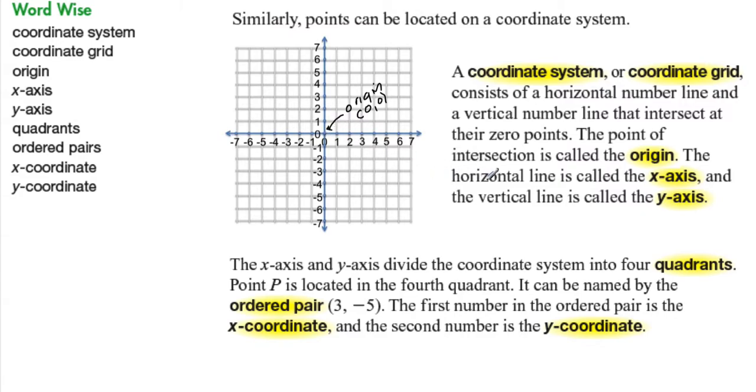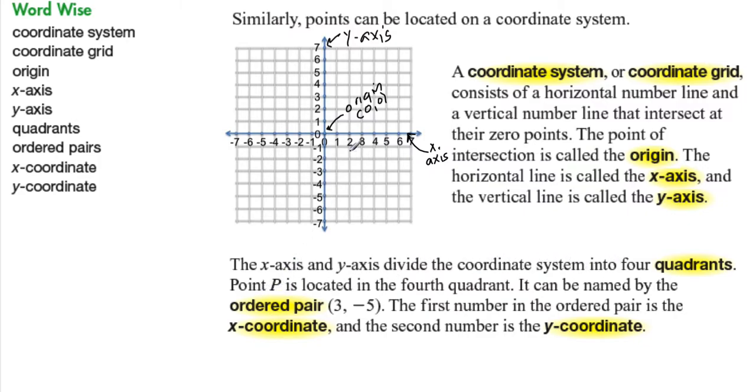The horizontal line is called the x-axis, so this is your x-axis right here. And the vertical line is called the y-axis, so this is your y-axis right there. The x-axis and the y-axis divide the coordinate system into 4 quadrants.